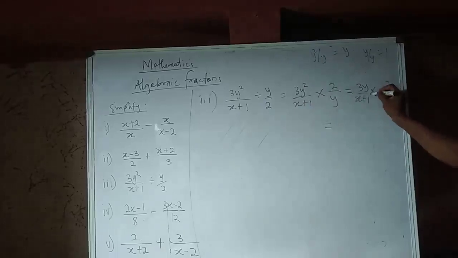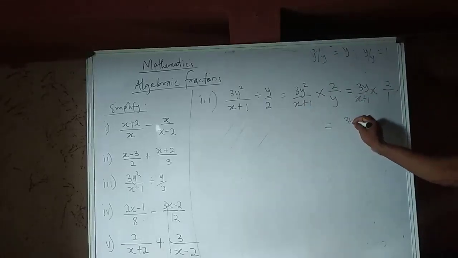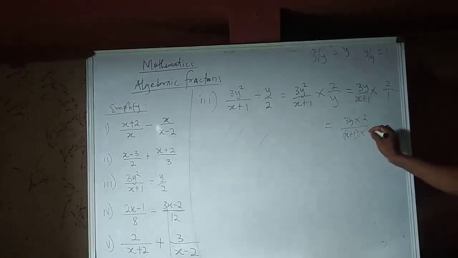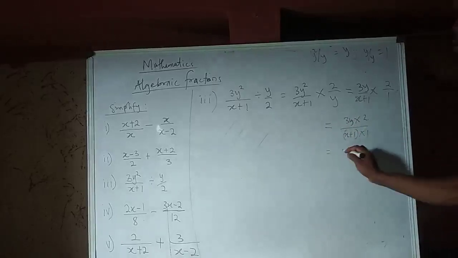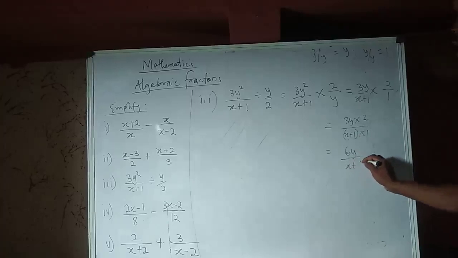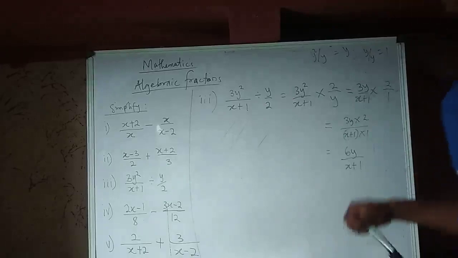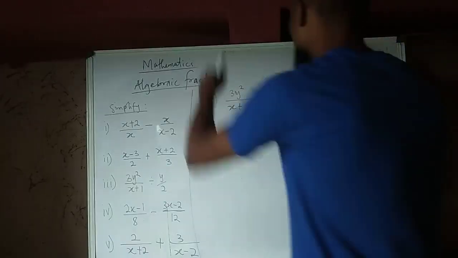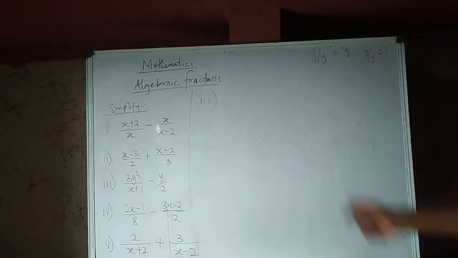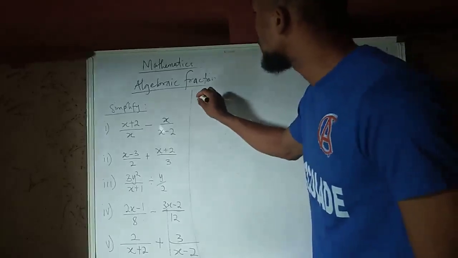So now that we are done here, let's come over here. This is 3y times 2 all over x plus 1 times 1. So 3y times 2 gives me 6y all over x plus 1 times 1 gives me x plus 1. So that is the solution to this one. Like I said, it's quite simple, right? Good. You can pause the video at the point where I have not erased it to check out what we're doing. Okay, so let's look at the fourth one.